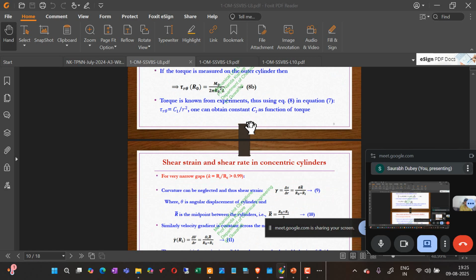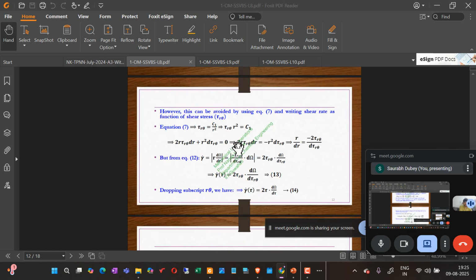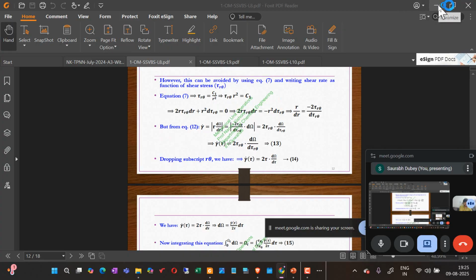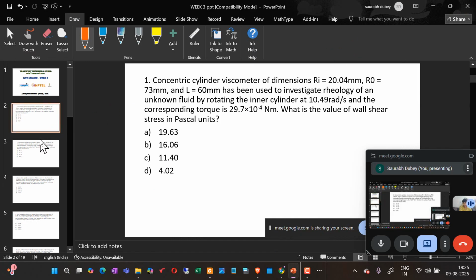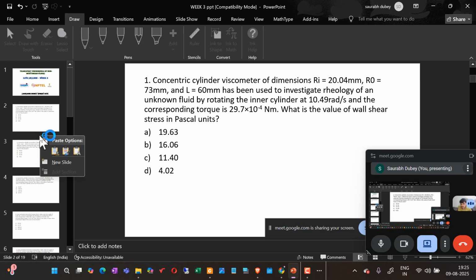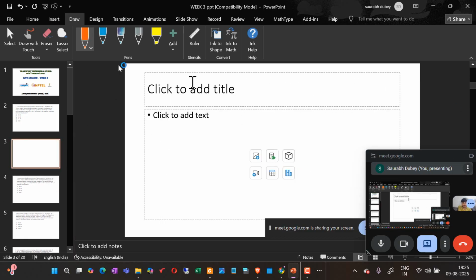So let's now solve a question, and then we will come back to this, because mathematically it sometimes becomes difficult for you, so it is good to have an example. Let me just add it, because this control M is not working.